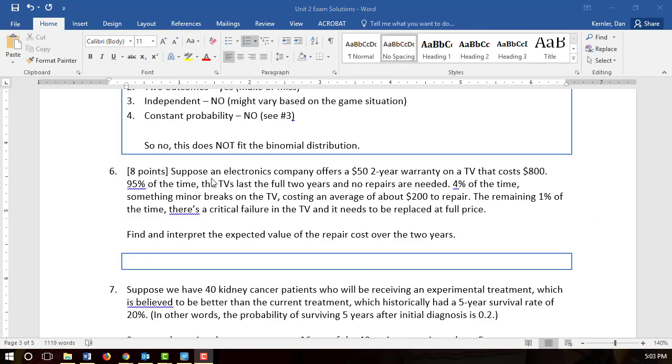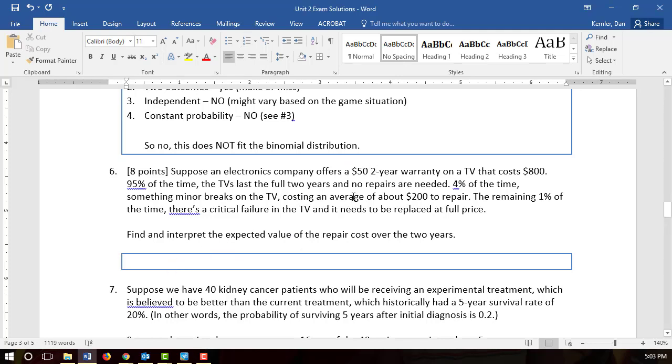All right, number 6. Suppose an electronics company offers a $50 2-year warranty on a TV that costs $800. 95% of the time, it lasts a full 2 years, no repairs are needed. 4%, something minor breaks, costing about $200 to repair. And the remaining 1% of the time, there's a critical failure and it needs to be replaced. We're going to find and interpret the expected value of the repair cost.